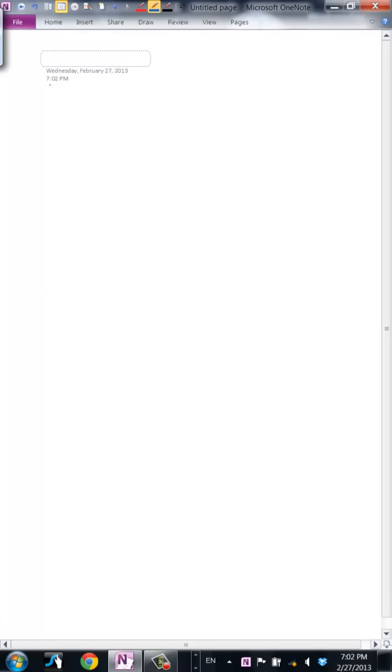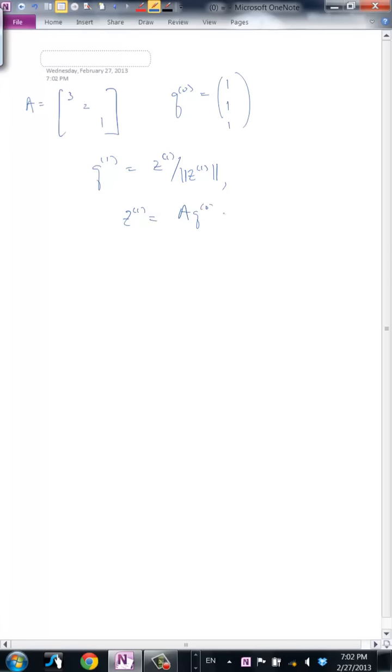So let's see what happens. Again, our A is equal to this matrix, 3, 2, 1. Now what does a power iteration do? It picks some random initialization. So suppose we pick Q0, and of course this isn't random, but let's just for the sake of argument suppose it's 1, 1, 1. Well, then Q of 1 is going to be the normalization of the vector Z of 1, where Z of 1 is just going to equal A Q of 0, or 3, 2, 1.